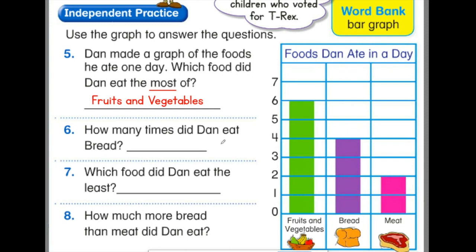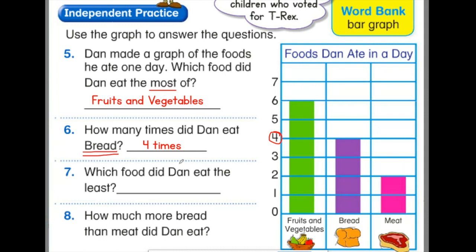Question number 6. How many times did Dan eat bread? All right, so that means I need to focus only on the purple column. I'm only looking at the bread. How many times did Dan eat bread? Looking here, we count the votes by going all the way to the top of the bar, and you can take your finger and drag it across the bar graph with me, and it lands on the top of 4. So he ate bread 4 times.